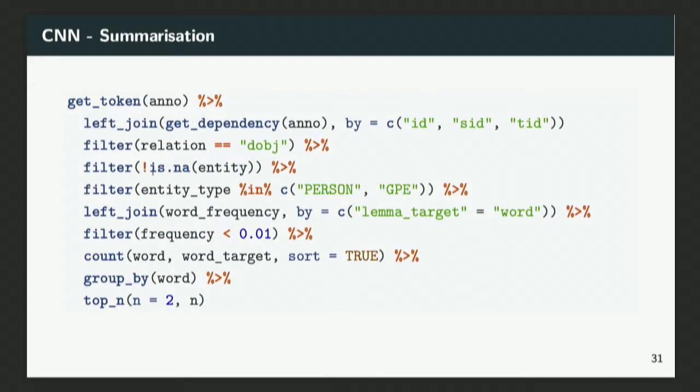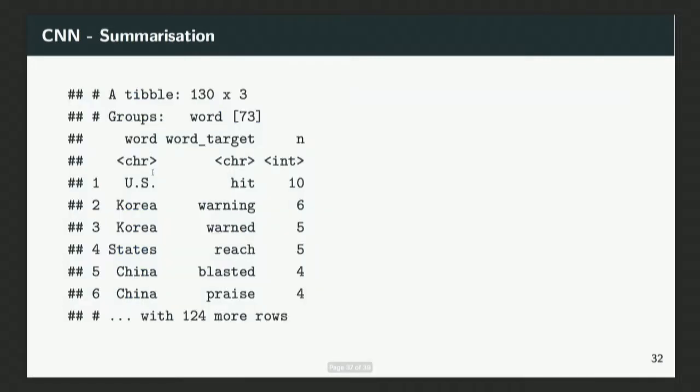We can also, using the dependencies, get a sense of what these particular entities were doing. So if I look at a table, I can see that the US hit something. I don't know what. We'd have to put more dependencies back together to figure that out. We can see that Korea both warned and was warning something, so that seems like something they would do. And China blasted and praised something. So what we'd ideally like to do, and it's hard to do if we had denormalized the data set, is to actually put not just 2 dependencies together, but 3 or 4 or 5, and to figure out exactly who were they praising, why were they hitting someone, why were they warning someone.